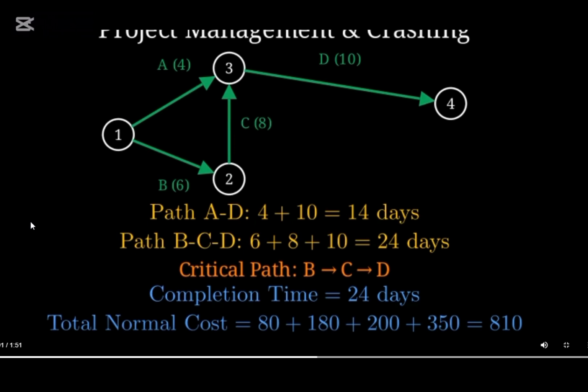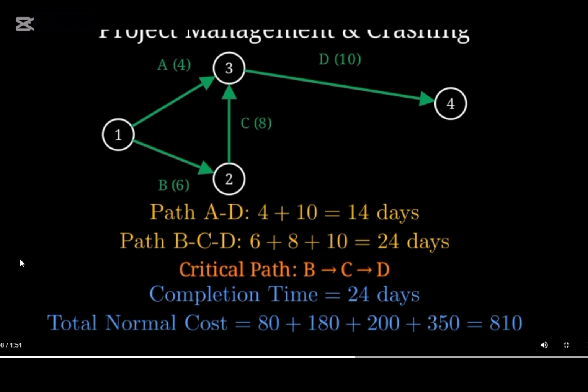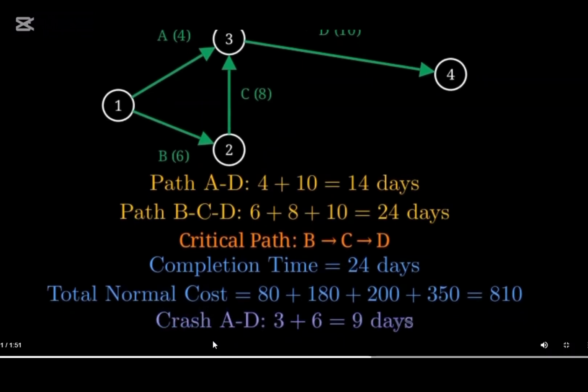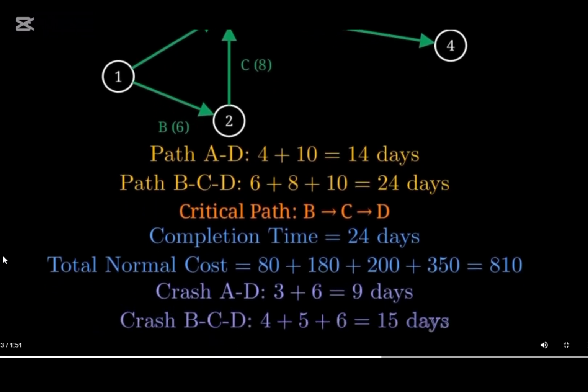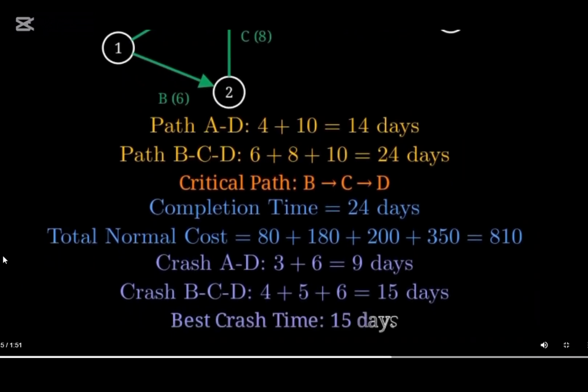Part C, optimizing the crash schedule. Finally, we must find the best crash time and the resulting cost. Crashing is the strategy of spending extra money to finish the project as fast as possible. First, let's find the absolute minimum duration. If we push every activity to its limits using the crash times from our table, the first path will take 9 days, while the critical path will take 15 days. Since the project is only as fast as its longest path, our best crash time is 15 days.